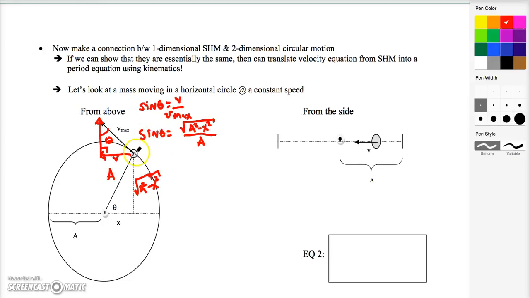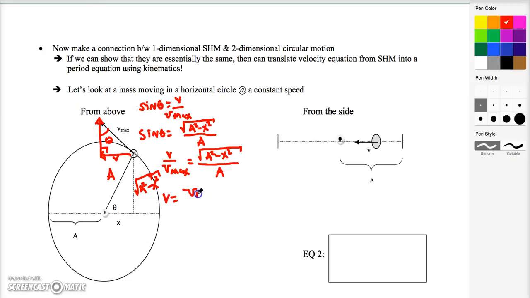And since these angles are the same, what we essentially have is two equations equal to the same quantity. We could set them equal to each other. So we have v over vmax equaling the square root of a squared minus x squared, all over a. And I'm going to rearrange this and solve for v. So I have v equals, cross multiply by vmax. And I'm going to write it like this.